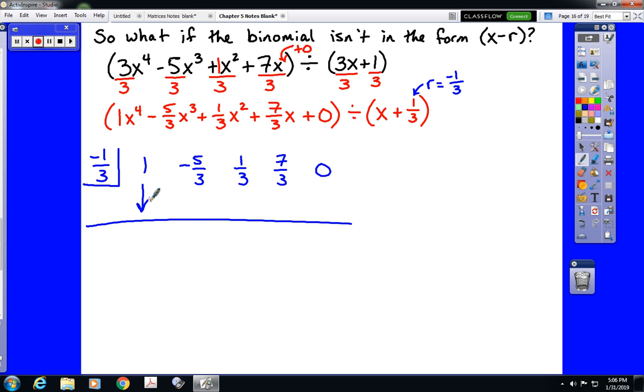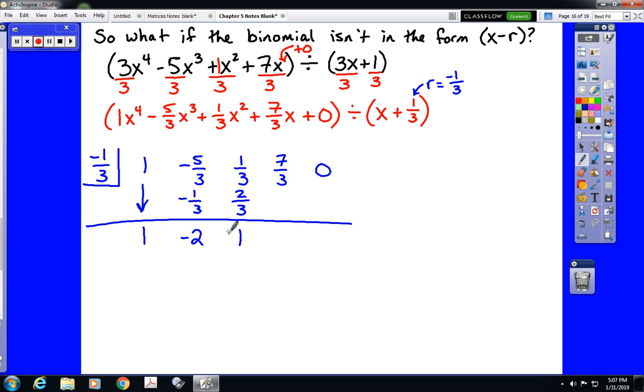First number comes straight down, that's a 1. 1 times negative 1/3 is negative 1/3. Add down. Well, negative 5/3 plus negative 1/3 is negative 6/3, which reduces to negative 2. Negative 2 times negative 1/3 is positive 2/3. Add down, that would be 3/3, or 1.